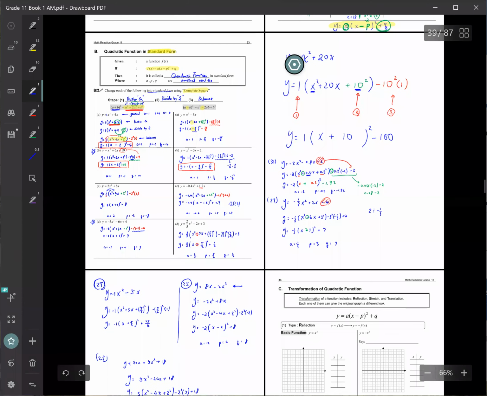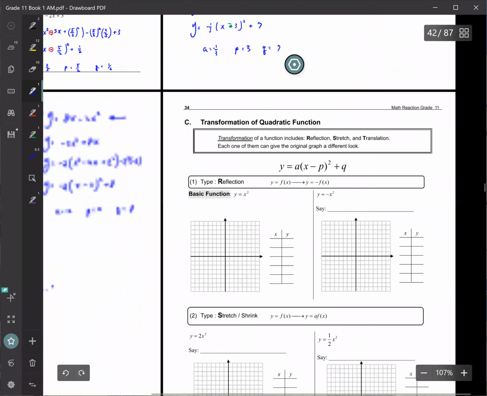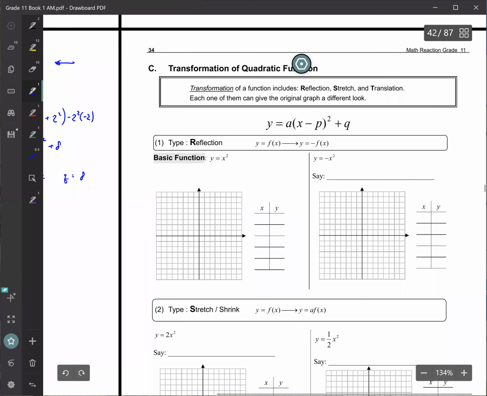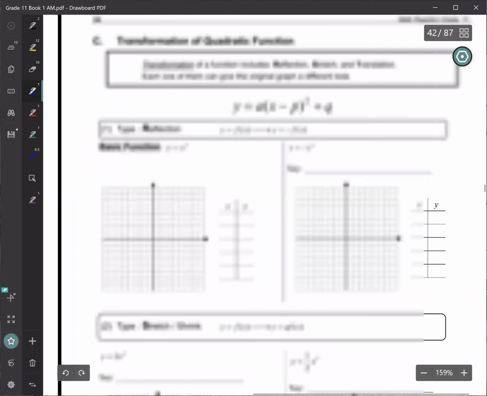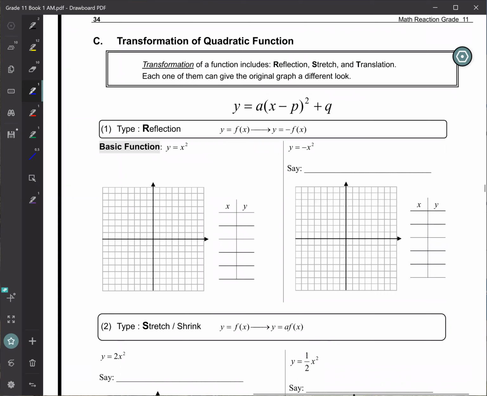All right, so let's all turn to page 34. So assuming that everybody got the standard form now, okay? So we got the y equal to a, right? And then x minus p squared plus q, right? It's the standard form correctly.